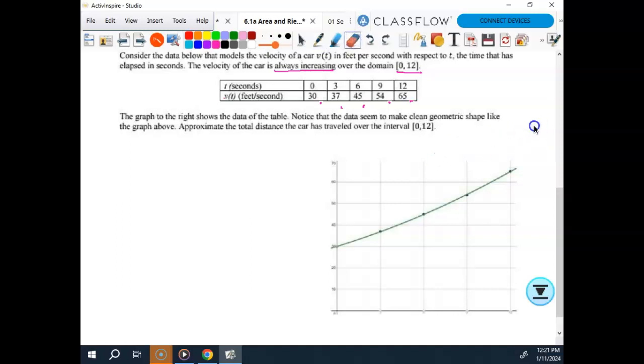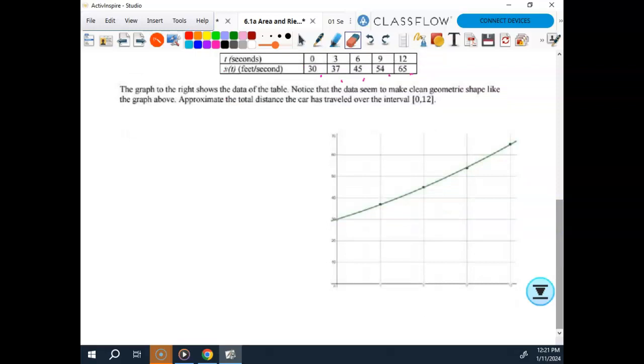All right. So it says the graph to the right shows the data in the table. Notice that the data seem to make a clean geometric shape like the graph above. Approximate the total distance the car has traveled over the interval from 0 to 12. So see if you can approximate that by finding the area under the curve. Now it's a curve, but again, we'll try and make a clean geometric shape out of it. See what you can do. I'll give you a second to think about that and see what you can figure out.